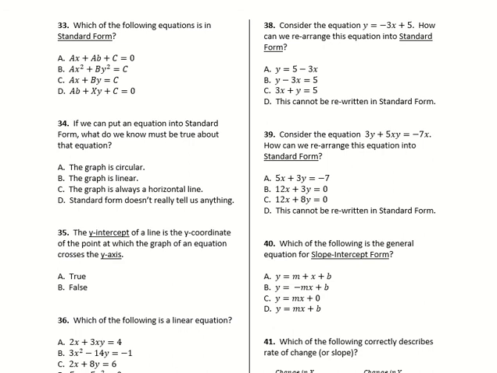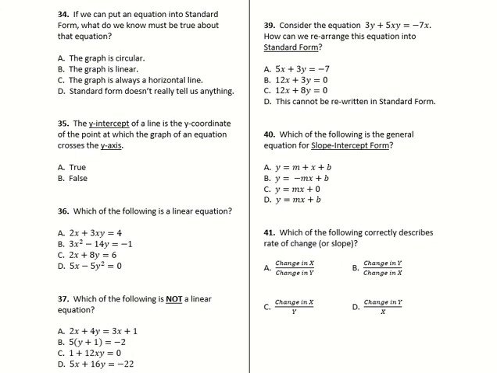34. If we can put an equation into standard form, what do we know must be true about that equation? A, the graph is circular. B, the graph is linear. C, the graph is always a horizontal line. D, standard form doesn't really tell us anything.